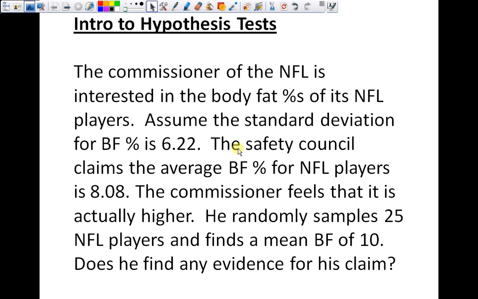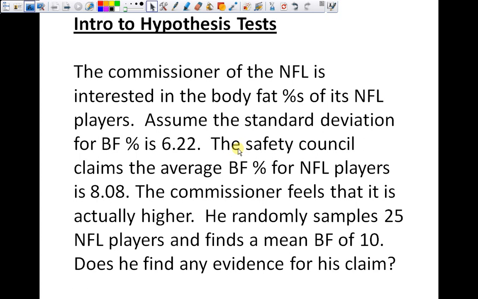It says the Safety Council claims the average body fat percentage for NFL players is 8.08. The commissioner feels that it is actually higher. He randomly samples 25 NFL players and finds a mean body fat of 10. Does he find any evidence for his claim? Now, the first thought is yes, he did, because 10 is higher than 8.08.